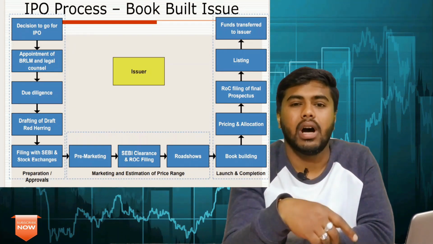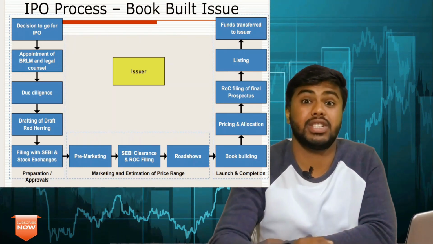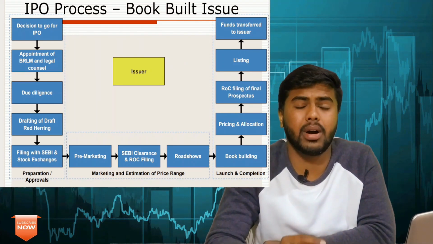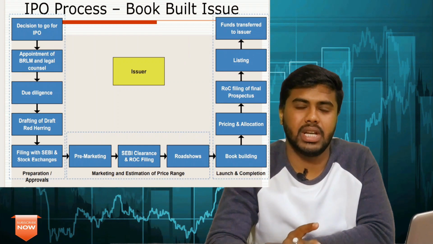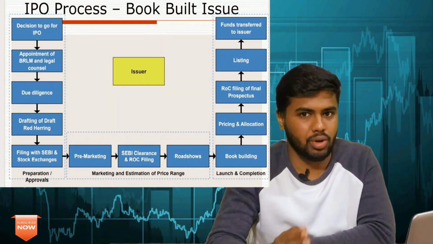It is after the shares are oversubscribed or undersubscribed that the company with the BRLM approves the price at which the shares they are trying to list in the stock market.